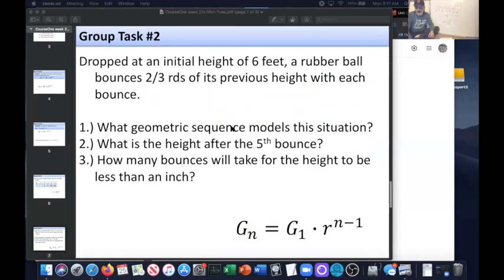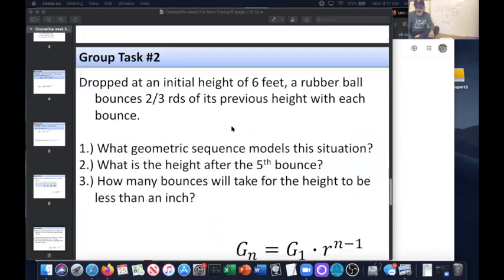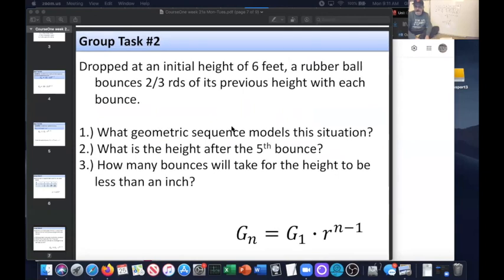Okay, this might be the last problem we do. Yeah, it is. Okay, so let's go ahead and now use this in modeling a real world phenomena. So y'all have had little bouncy balls, right? Those little rubber balls, right? Basketballs can do this too.